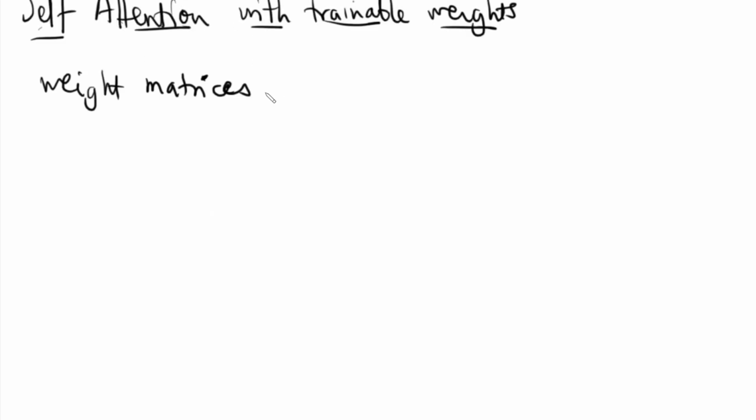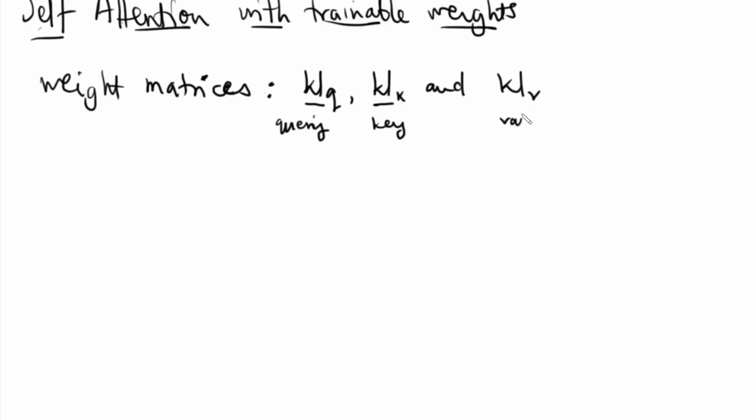So we are going to introduce these weight matrices, and we're calling them WQ, WK, and WV. This is the query matrix, this is the key matrix, and this is the value matrix. We'll see what those are. Just keep in mind that those are the three matrices we are working with.